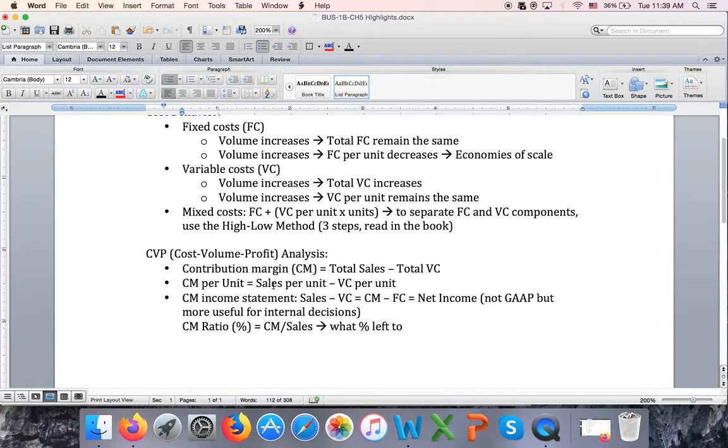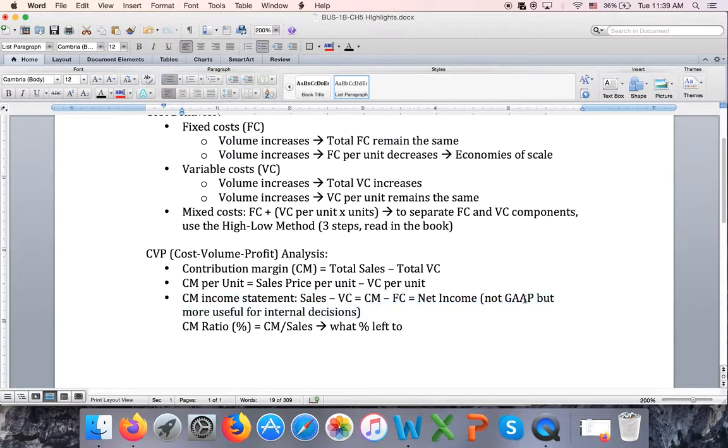Contribution margin per unit is sales price per unit minus variable cost per unit. Companies use so-called contribution margin income statement instead of a regular GAAP statement. So the regular income statement is used for external reporting, but we will be using contribution margin income statement in next chapter, in chapter 6, also in chapter 9.